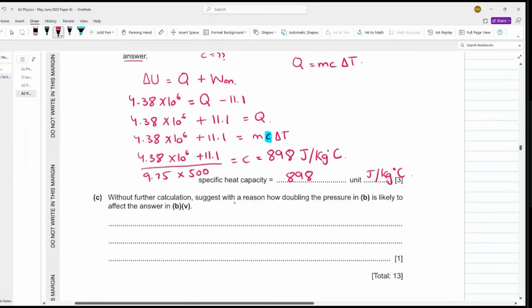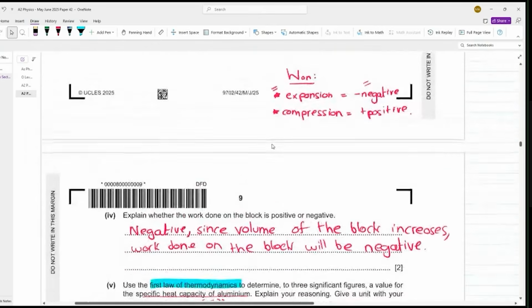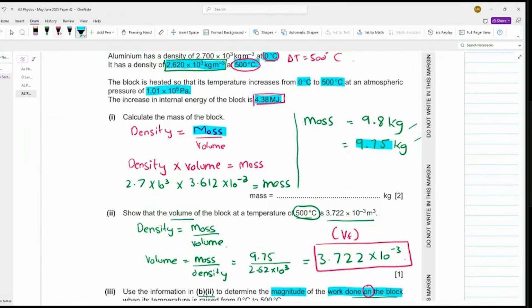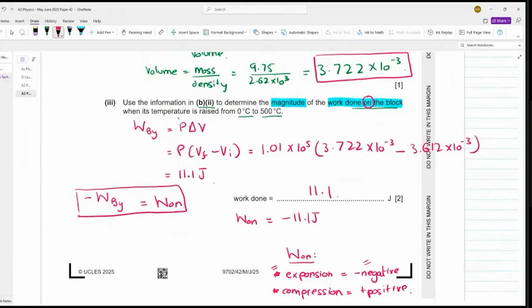Without further calculation, suggest with a reason how doubling the pressure in B is likely to affect the answer in B part 5. बेटा एग्जामिनर कह रहा है कि अगर आप प्रेशर को डबल कर दोगे इन बी, हाउ विल दैट अफेक्ट द आंसर इन बी पार्ट 5? Now listen carefully. If you double the pressure, प्रेशर कौन सा? ये वाला. If you double this pressure, like let's say you multiply this pressure by 2, अगर आप प्रेशर को डबल कर दोगे, this will get multiplied by 2. Your work done on the gas will get multiplied by 2.